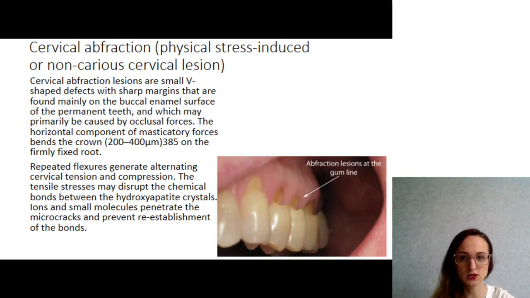Then cervical abfraction, we stop on this type of injuries. So the initial phase of development of an abfraction lesion may comprise loss of cervical dentine and undermining of the enamel. The lesions are characteristically wedge-shaped and located at sites of tensile stress concentration. Erosion, in contrast, results in more dispersed lesions. Please look, it is abfraction.